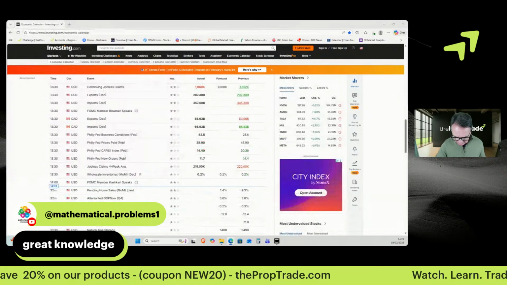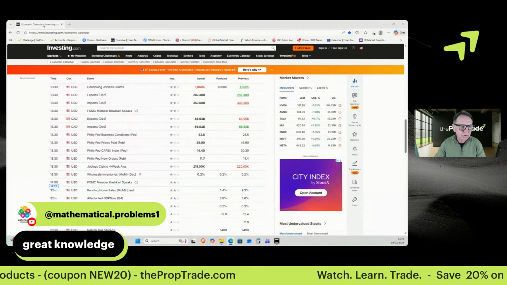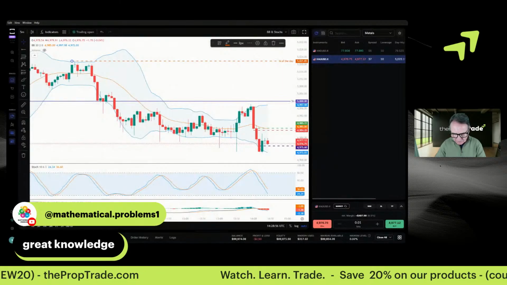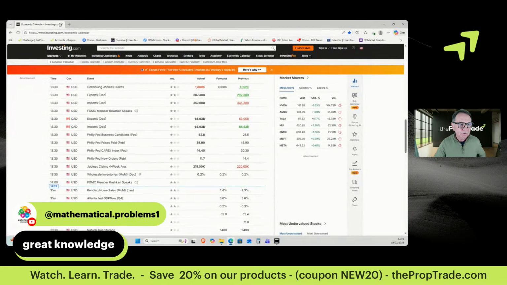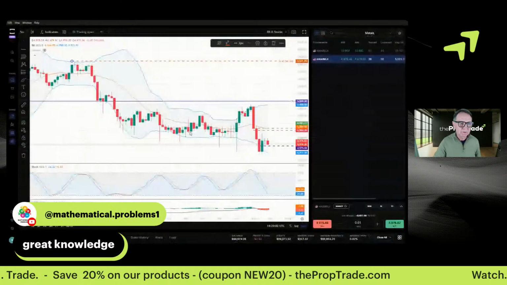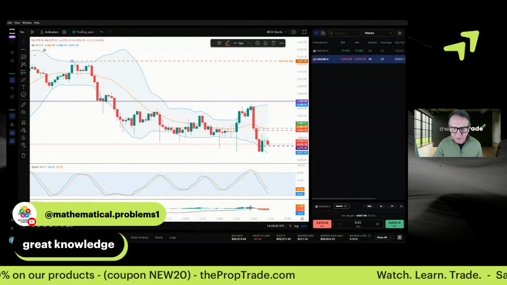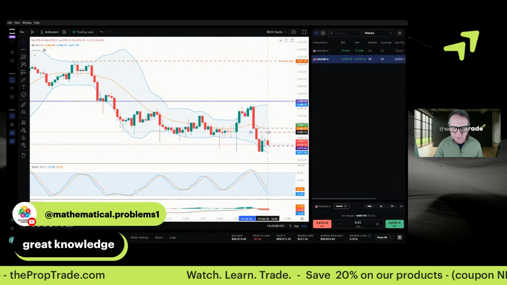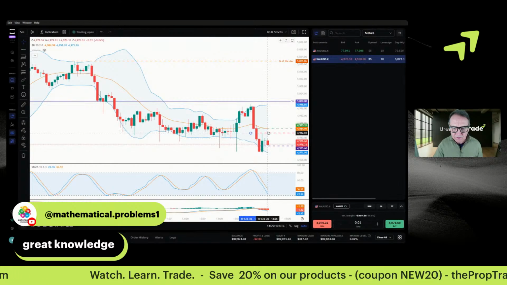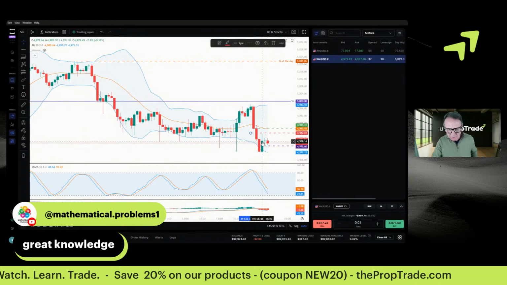Let's have a look at our chart and what's going on. Come out of the way, Mr. Calendar. So what happened there? We're still short this one. Stop loss is here. I might want to pull it down a wee bit. Pull it down just above the width of that up candle there as we go into the open.